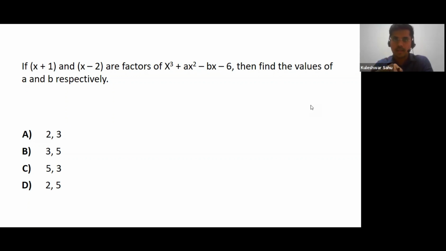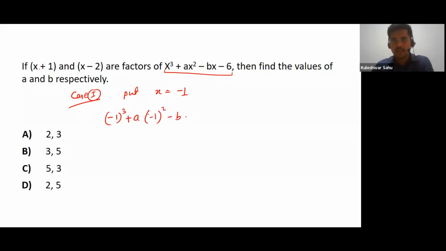In the previous question, we saw that if any expression is a factor of another expression, the remainder should be 0. Now, case 1: since x plus 1 is a factor of the given expression, we'll put x is equal to minus 1. So it will be minus 1 cube plus a into minus 1 square minus b into minus 1 minus 6.